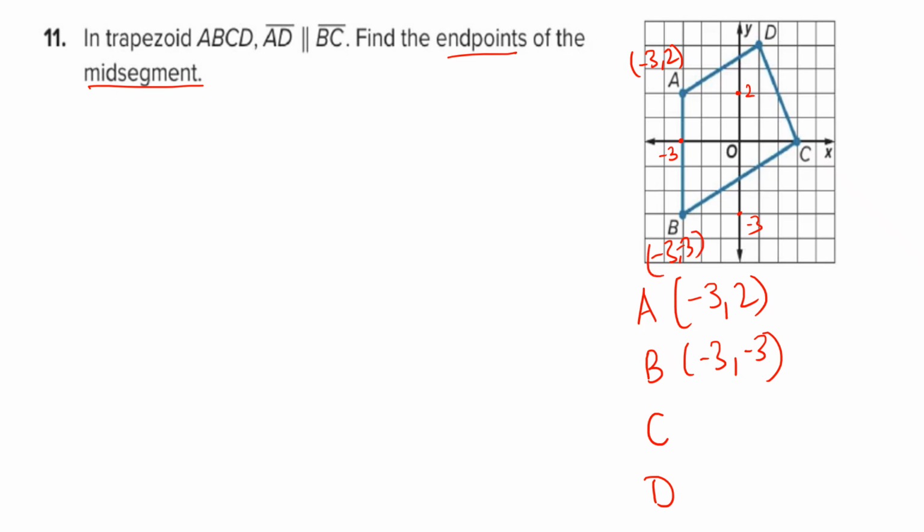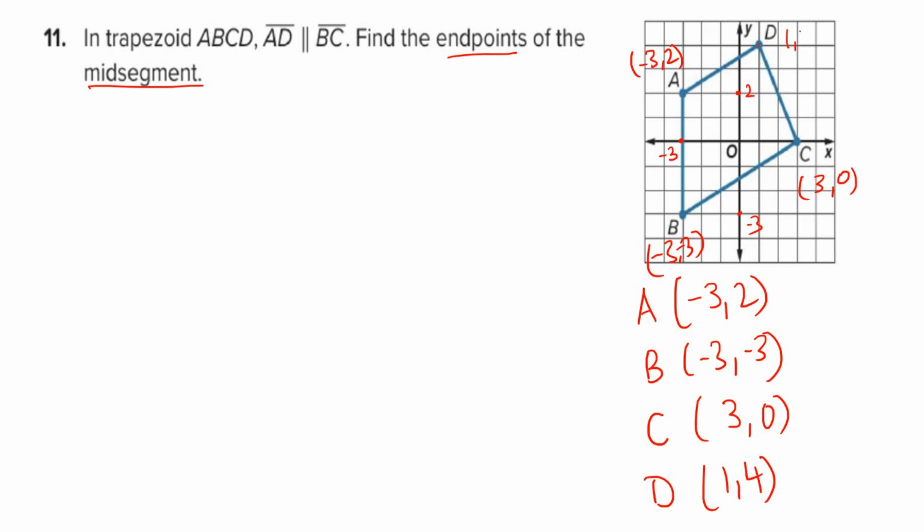Next, point C is on the x axis, so definitely the y coordinate is going to be 0 for this point. Let's calculate the x coordinate: 1, 2, 3. So 3 comma 0, this is how you are going to calculate the coordinates. Last but not the least, D is 1.